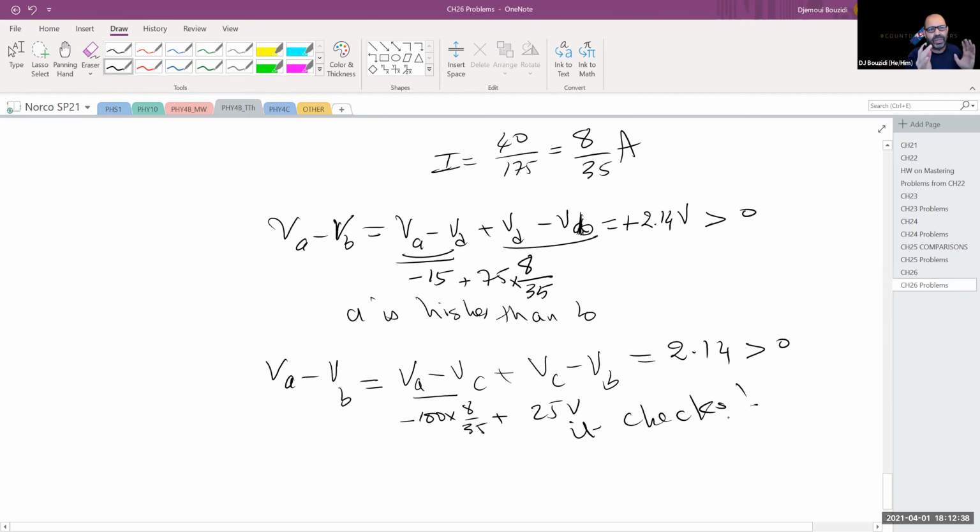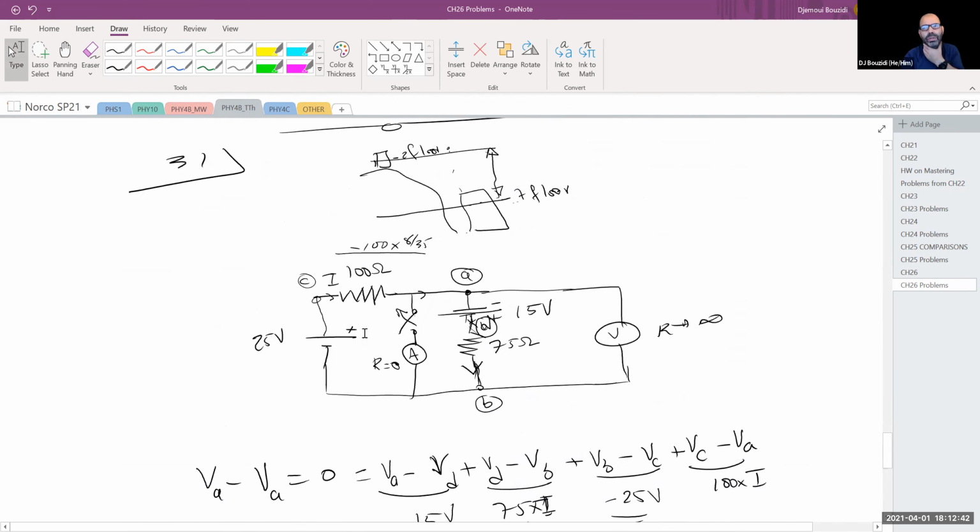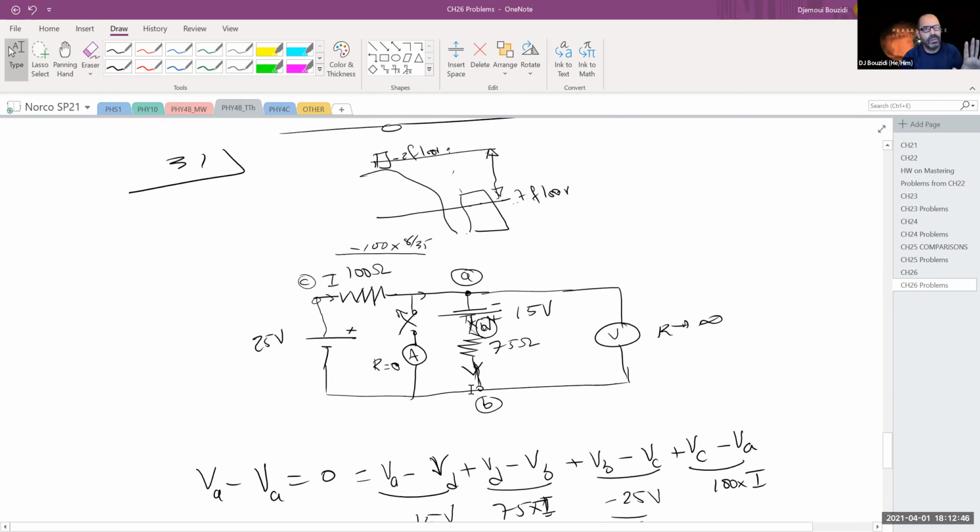So you have options in situations like this. Since you already found the current, you could do it this way and find an answer just to make sure everything is immaculate. You're going to go the other way. The only thing you have to keep in mind is that the current is flowing this way, the one that you found, and you're going from A to B, from A to C. You're going against it now.